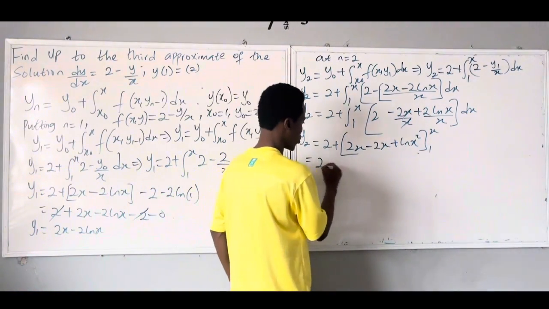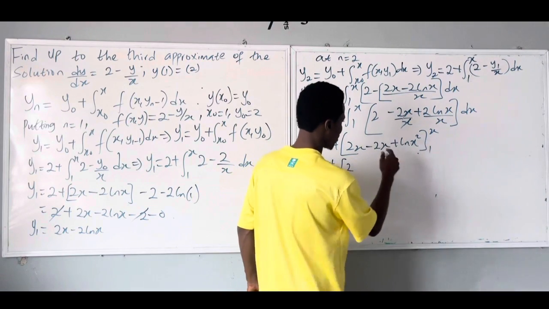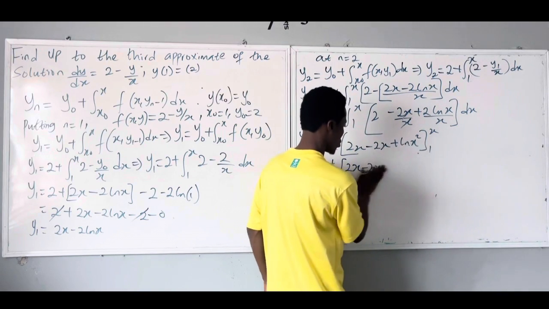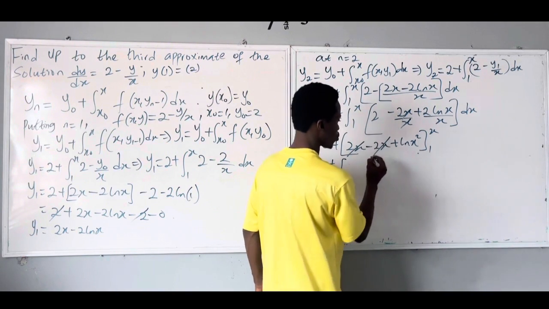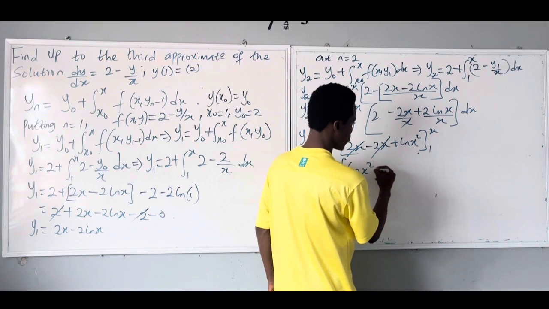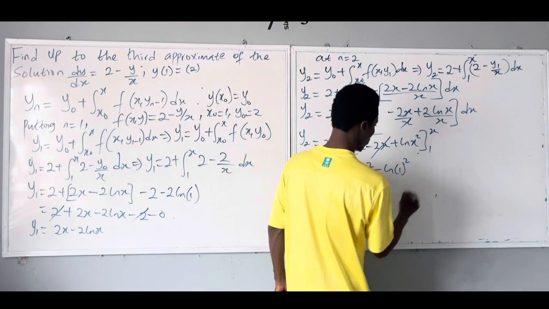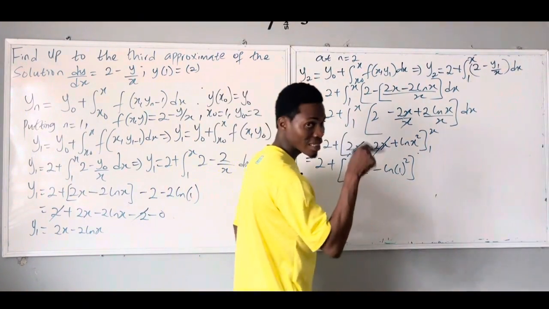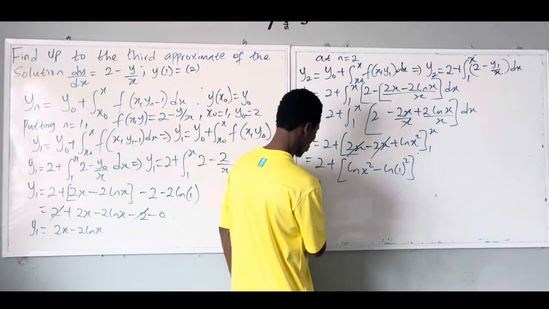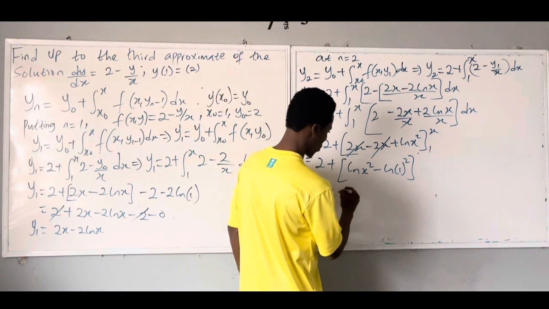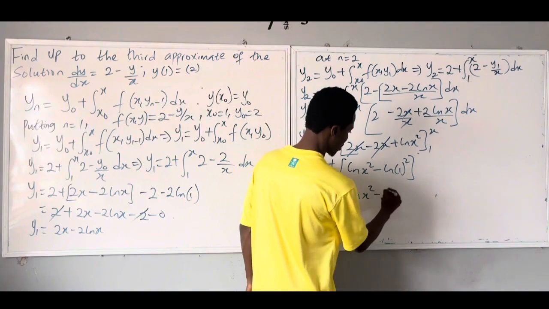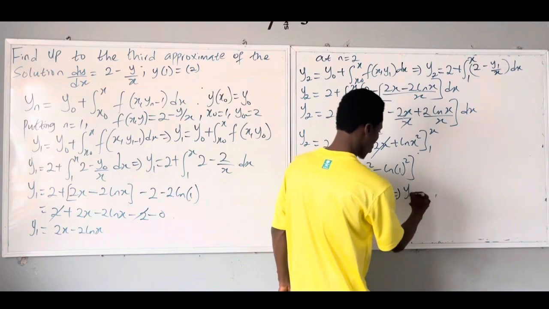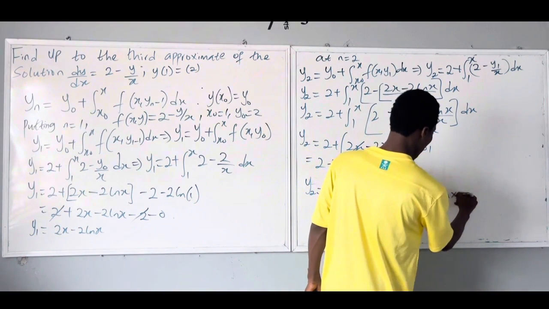So what am I going to have next? I'm going to have 2 plus 2x. When s is x, I'm going to have this. So 2s minus 2s is going to cancel. So I'm going to have ln x squared minus ln 1 raised to the power of 2. Ln 1 is 0. So I'm going to have y2, which is 2 plus ln x squared minus 0. So my y2 will now be 2 plus ln x squared.